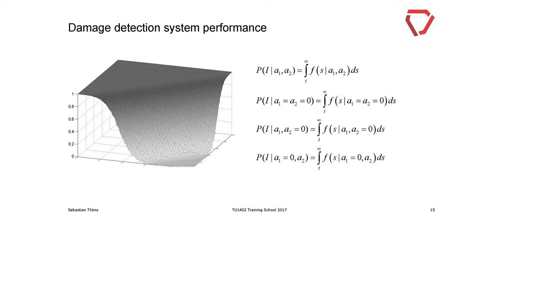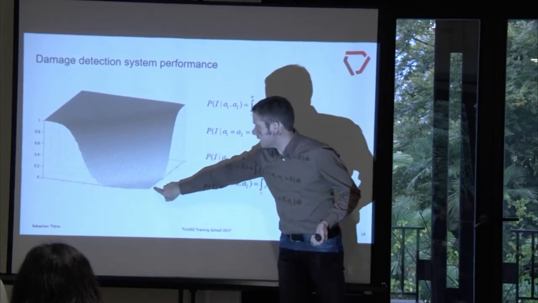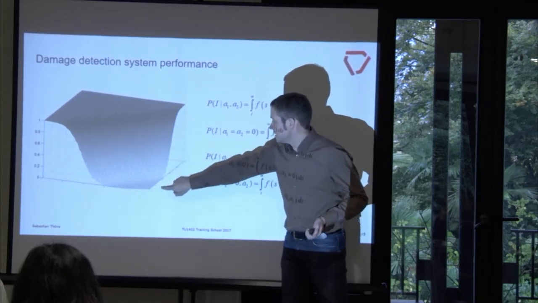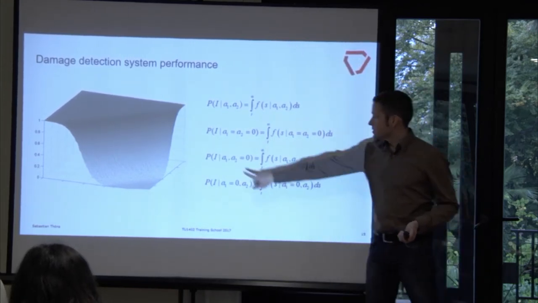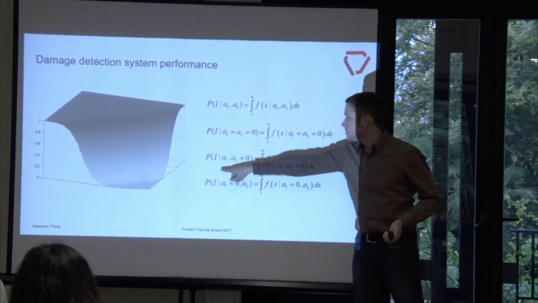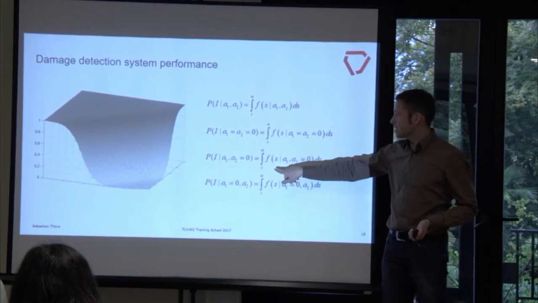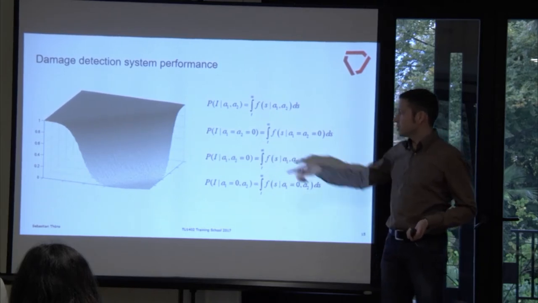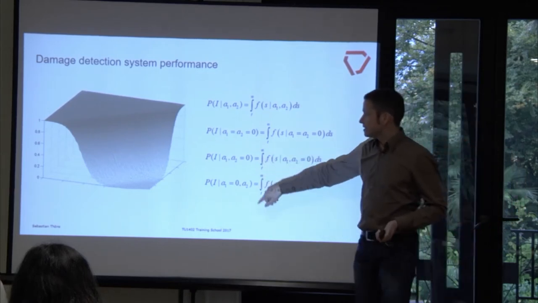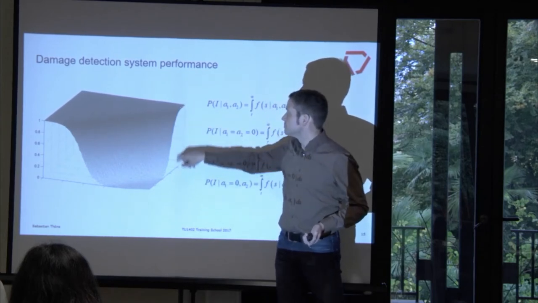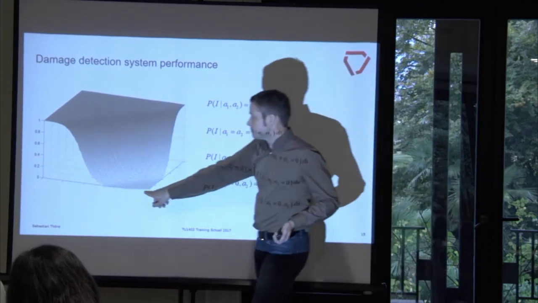But what may not be so obvious is that here along the line we have one component in the reference state, and the other component is damaged. So this is the probability of indication here. And so we also need to do the appropriate integration in these states, basically along the line here. And also along the line here.